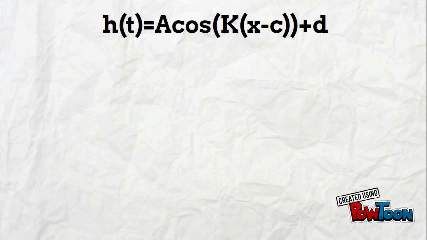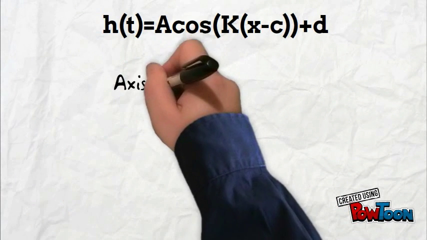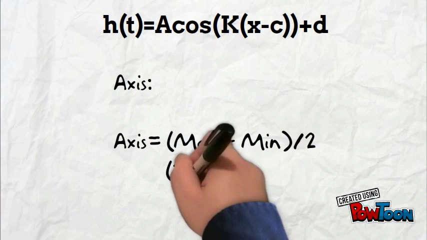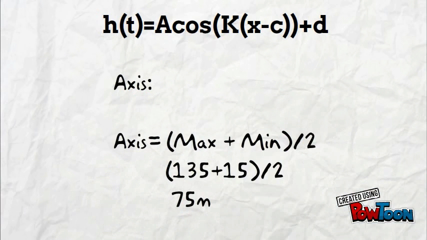The axis can be determined by taking the average between the maximum and minimum value of the Ferris wheel. So we take 135 plus 15, which equals 150, and then divide by 2, which gives you a result of 75 meters.